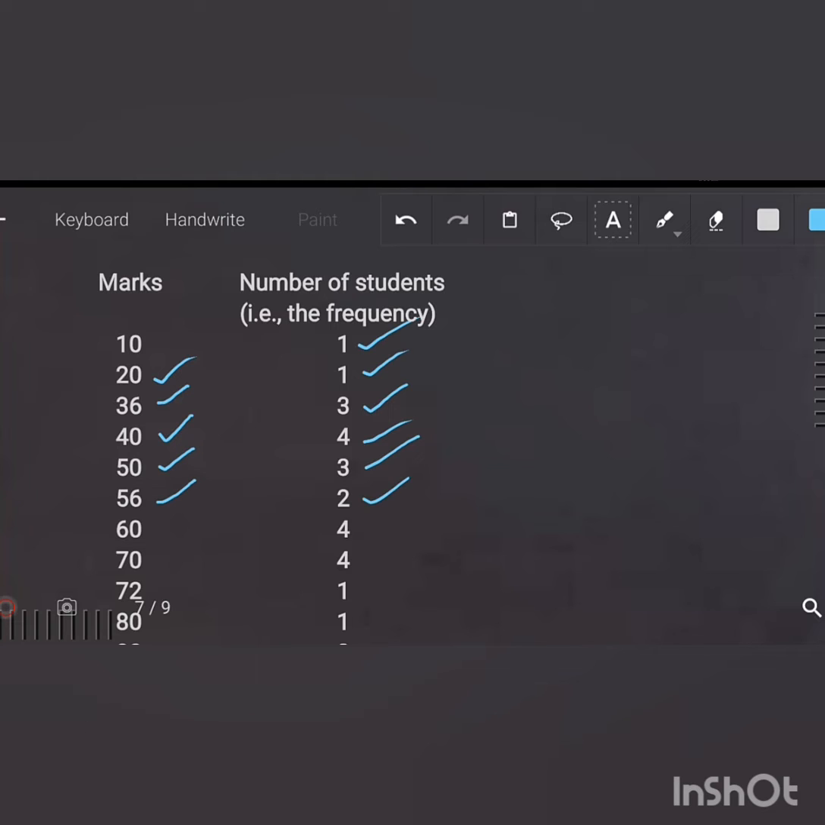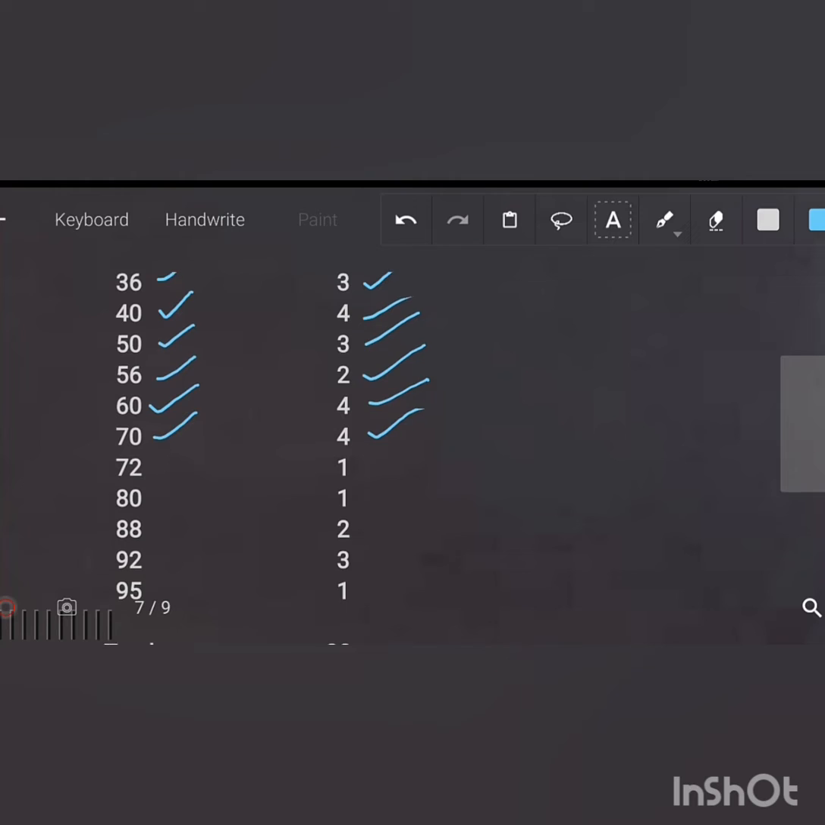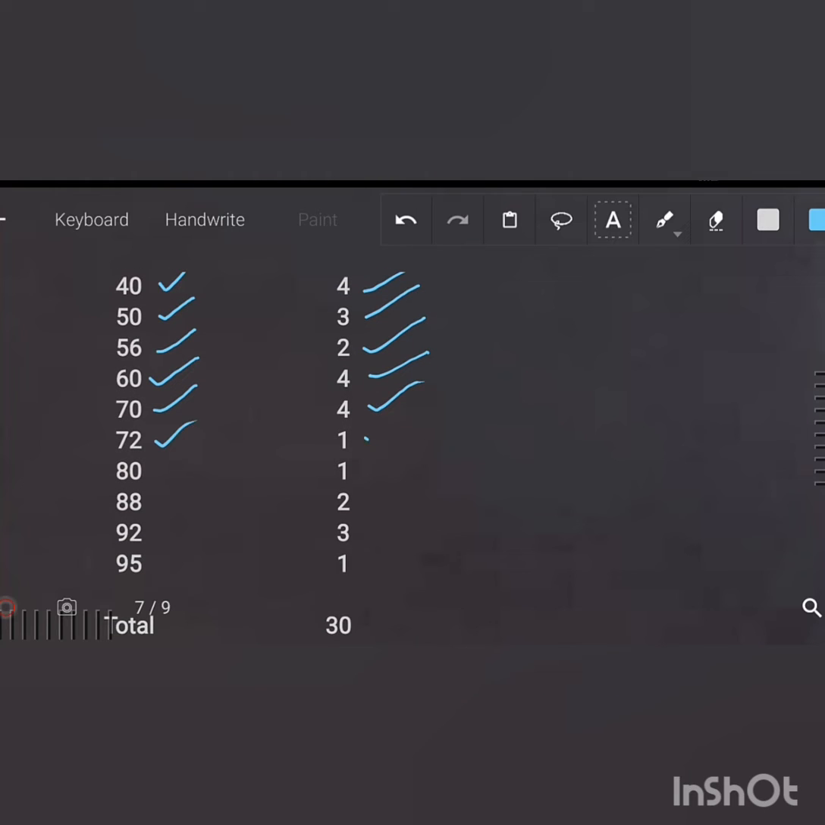56, 2 students. 60 marks, 4 students. 70 marks, 4 students. Again 72, 1 student. 80, 1 student. And 88, 2 students. 92, 3 students. 95, 1 student. If you see, it is easy for us to identify the number of students who secured the same mark using a frequency distribution table.